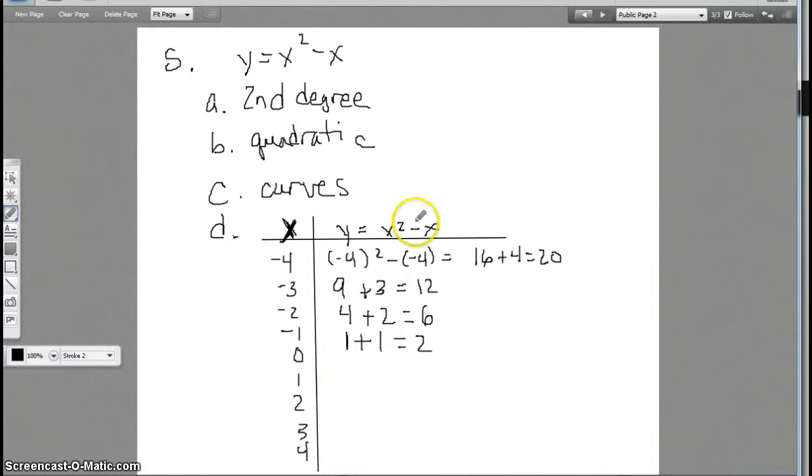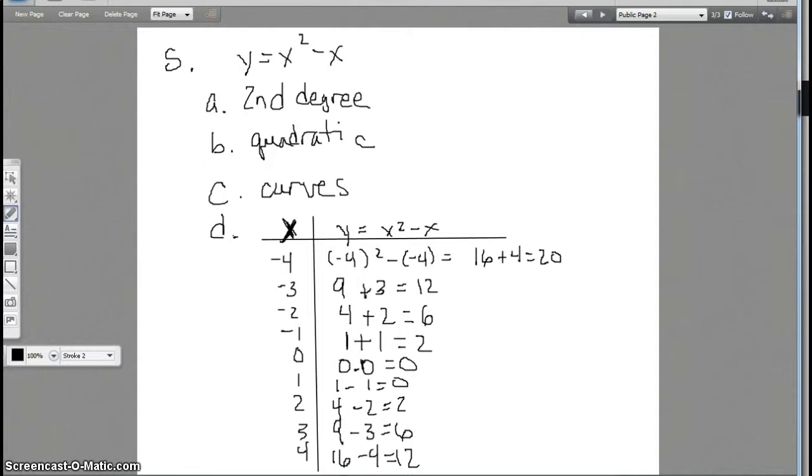So now we're going to use 0. 0 squared is 0. Minus 0 is going to be 0. And then for 1, 1 squared is 1. And then we're going to subtract 1. 1 minus 1, that's also 0. And then we'll use 2. 2 squared is 4. And then minus 2 is going to give us 2. 3 squared is 9. Minus 3 is 6. 4 squared is 16. Minus 4 is going to be 12.